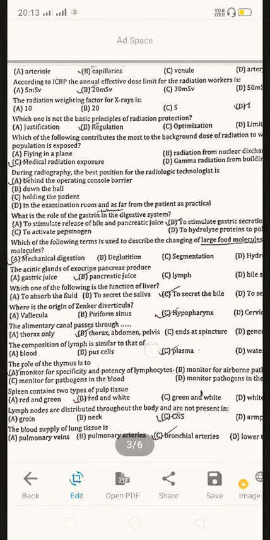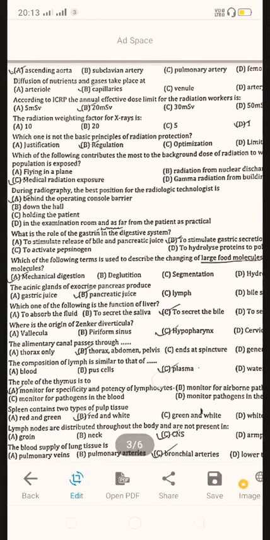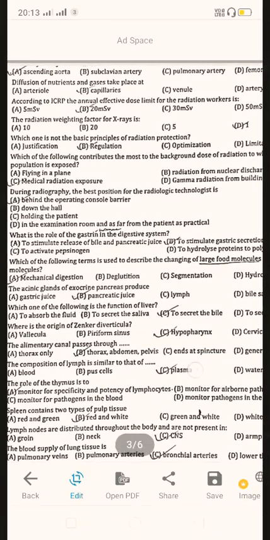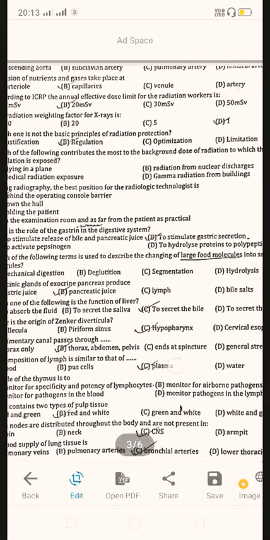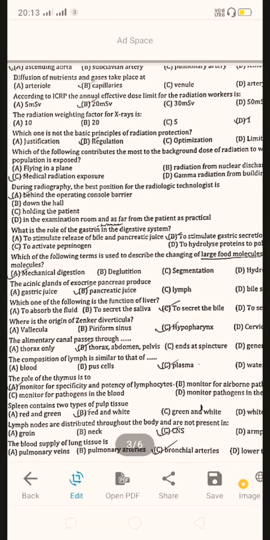The next question is a mnemonic of this question. The large food molecules follow a process that is done in the stomach, which means the churning in the stomach. So that is mechanical digestion.